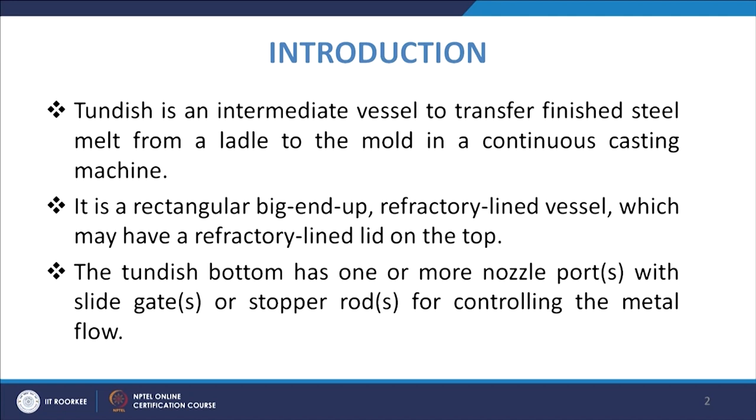Normally, it is a rectangular, big, open-top refractory lined vessel which may have a refractory lined lid on the top also. A typical Tundish is normally a refractory lined, rectangular type of vessel. On the sides you have the refractory lining because molten steel is going into it, and certainly it is a metallic structure because it has to have rigidity. But you have to have the refractory lining for sustaining that much high temperature. This refractory lining will be lost after certain use, so relining is to be done at certain intervals.